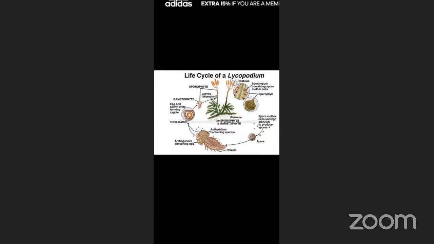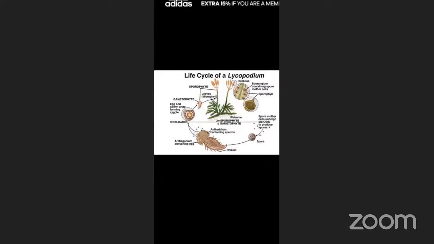So the spores then germinate to produce a prothallus or gametophyte, which bears the antheridia and archegonia. They produce their respective gametes. After fertilization, a zygote is formed, and the zygote develops as the embryo. After the embryo, it again develops into a new sporophyte. Okay, clear?